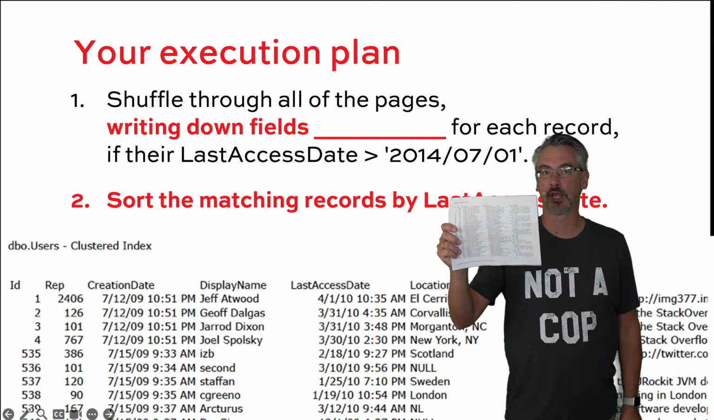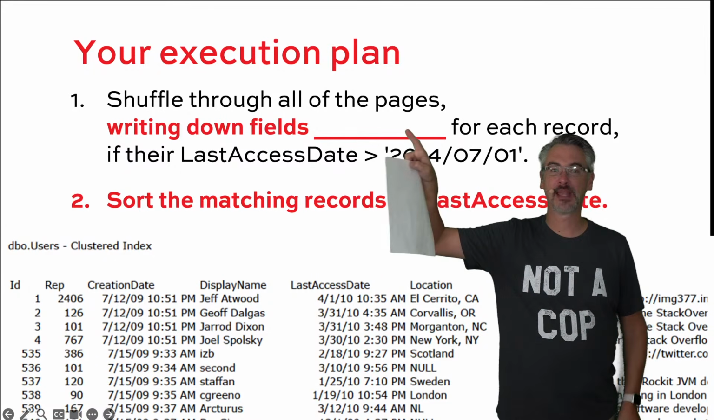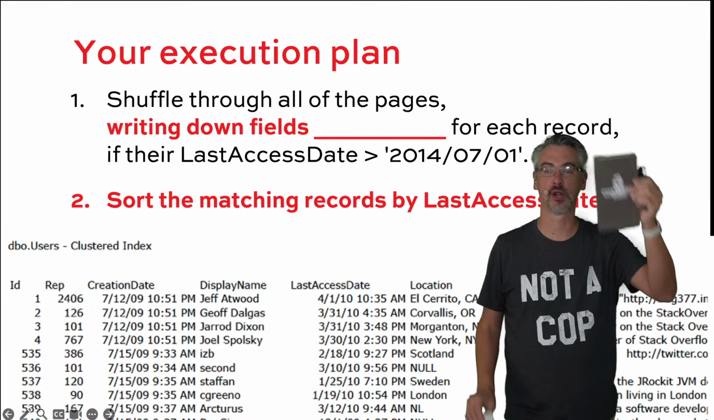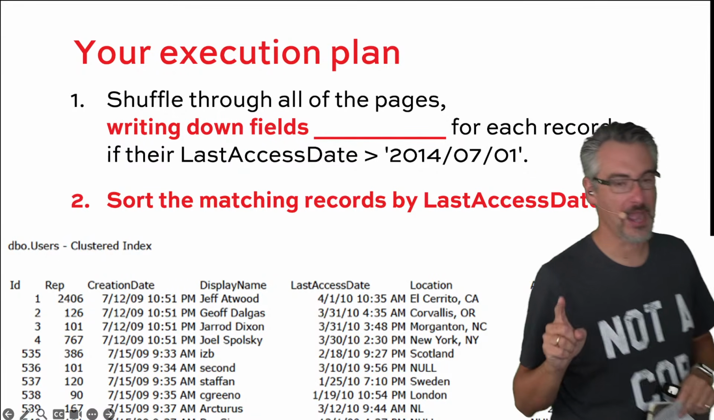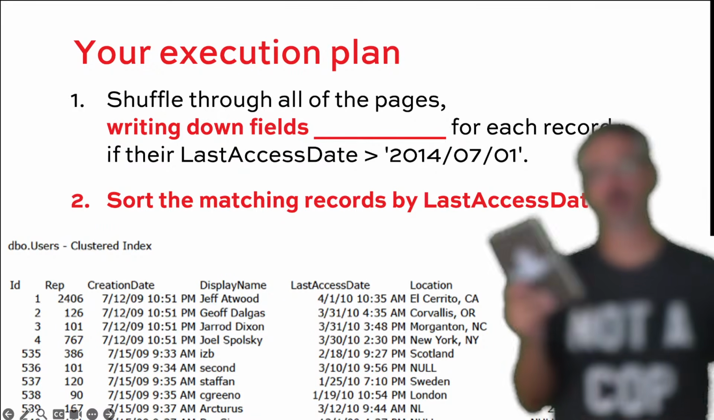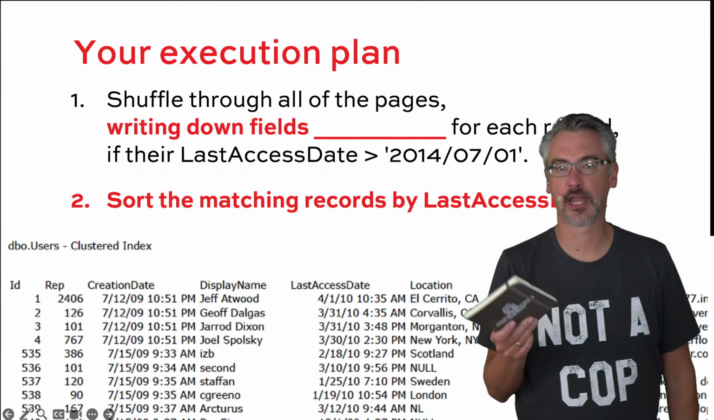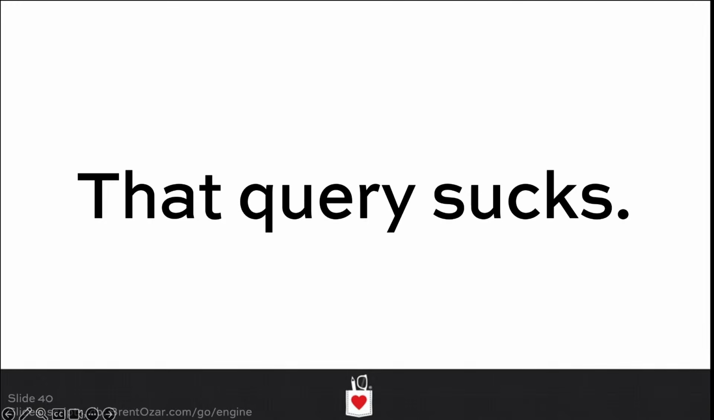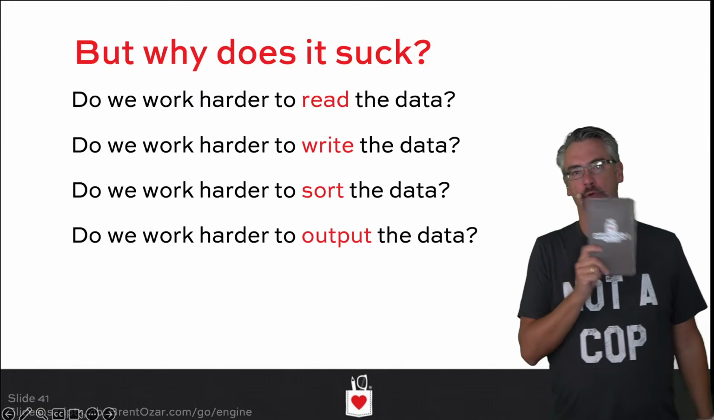So what SQL Server does is it scans through the data, but it makes you write down every single column over on your pieces of scratch paper. And as Montreux points out over in the chat, that also includes those pesky about me's, which are off-row data, which is even larger. Then we're going to sort that matching data by last access date. It's one of the reasons that database administrators get all angry and angsty whenever you do select star. That query sucks.